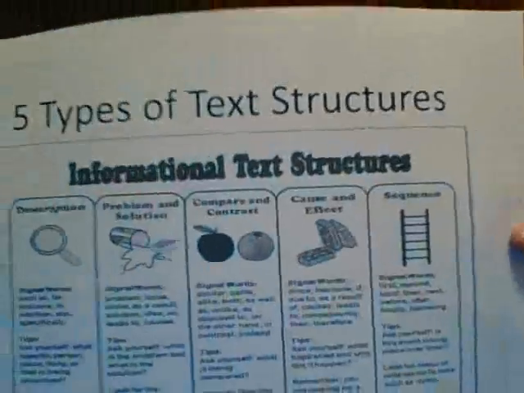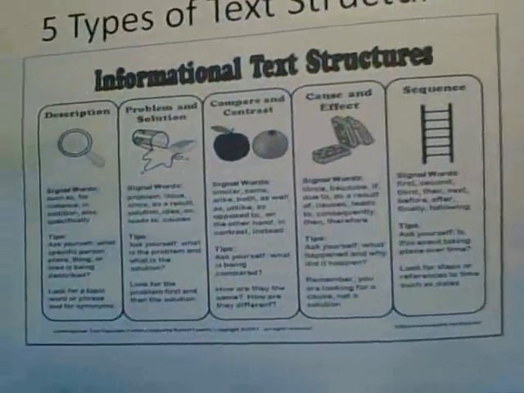And it's these 5 types of text structure. So this includes things like the descriptive kind, problem and solution, compare and contrast, cause and effect, and sequence. And of course there are signal words and tips, and that will help you identify which form of text structure is being used. So it does make it a whole lot easier for the beginners in the class.